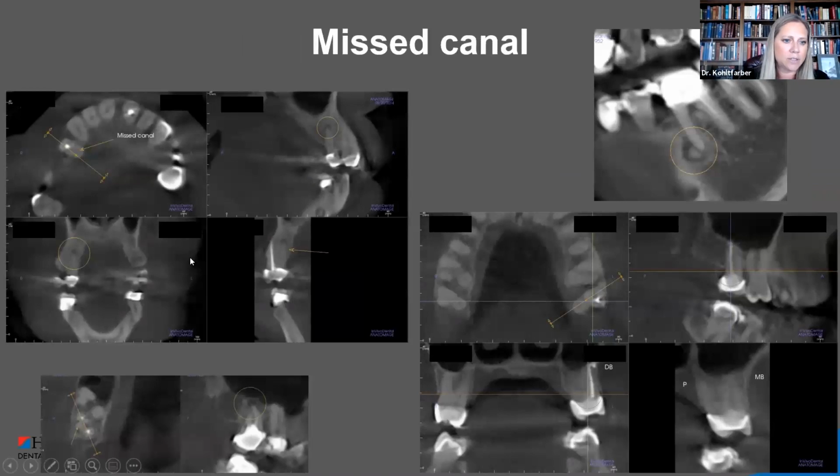So here we have some missed canals. We can definitely see missed canals quite easily with our CBCTs. Of course, we have a nice little periapical lesion right there. Another one, we've got a couple of missed canals on this one. Somehow we completely missed all of these canals. This one again, another missed canal. So it's easy to see our missed canals with our CBCT. I would say that more and more, especially with the higher resolution machines that have come out, we can see those pretty well.